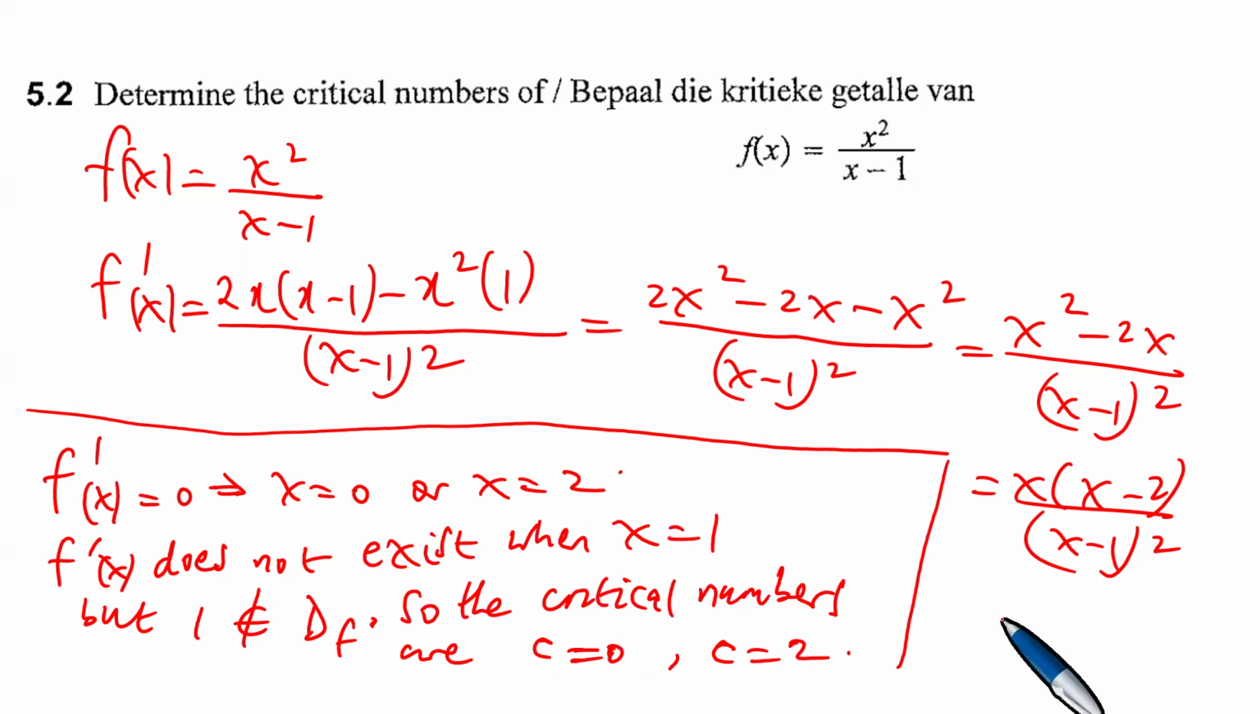Any question on this one? Okay, because we see that f prime of x does not exist when x is 1, because when x is 1, there's division by 0. But 1 is actually not an element of the domain of f. So the critical numbers are 0 and 2. Any suggestion, comment, remark, anything to add, remove?